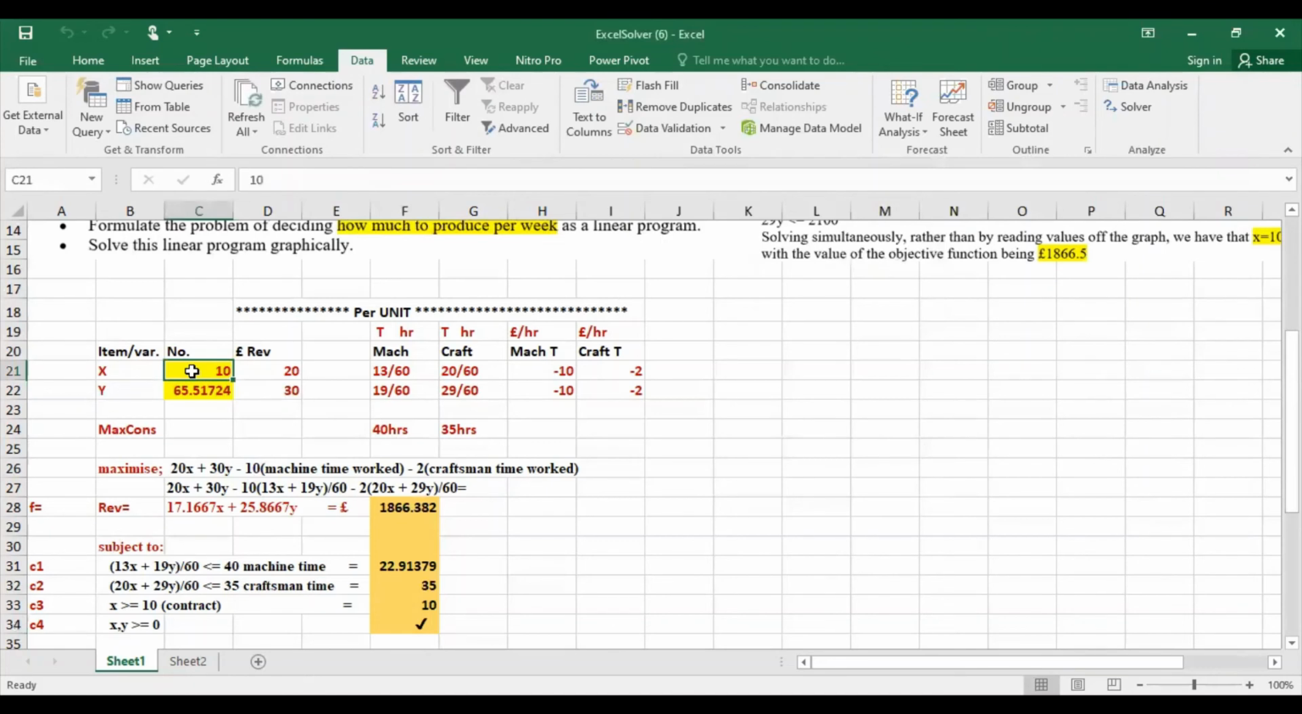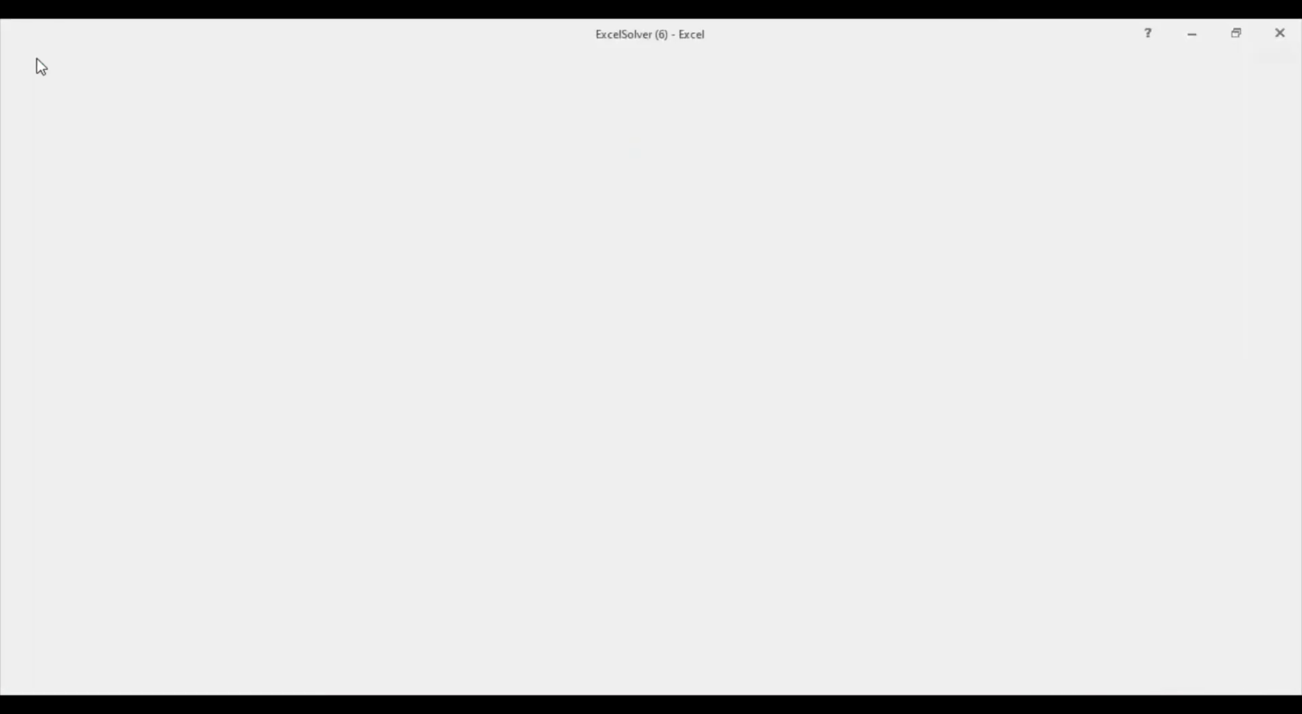It means that x items produced per week are 10, and y items are 65.51. You can see that it is less than or equal to 35 and not more, it is also less than or equal to 40, and this is greater than or equal to 10. So what does it mean? Your condition is satisfied and you got your profit. You are producing 10 items of x per week, and y is 65.51 items per week. So this is all about how to apply the solver. If you are not getting your data analysis and solver here, so what you have.